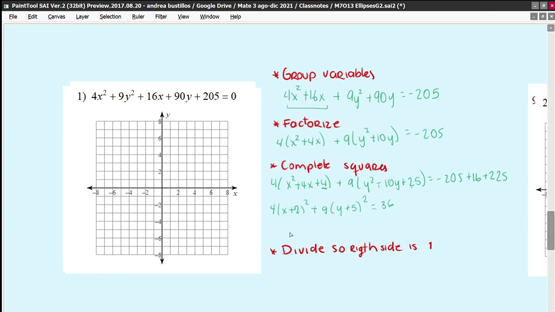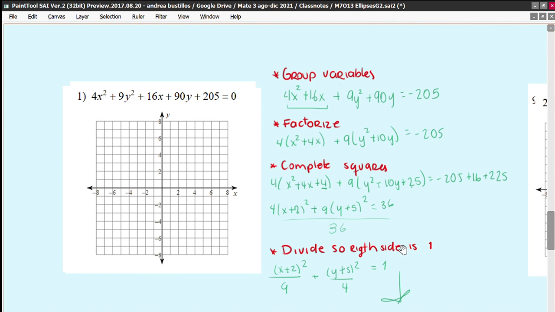So the last step we have to do is to divide the entire equation by a number that makes my right side 1. So obviously, if I divide everything over 36, I'm going to get on my right side 1, and on this side, I'm going to get 4 over 36, this is 1/9. And on this side, 9 over 36, that is 1/4. So that's why we write this. That's how you transform an ellipse in general form into a standard form.